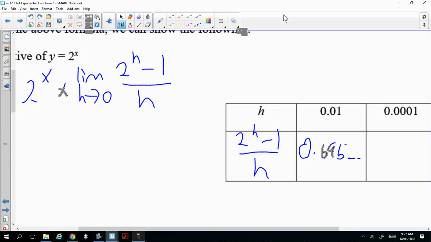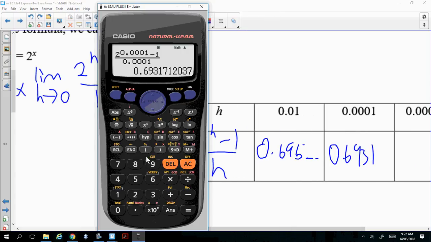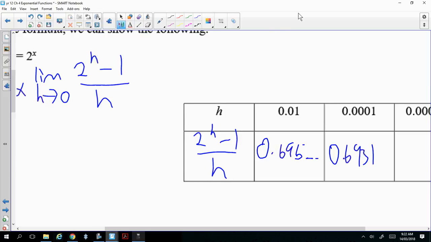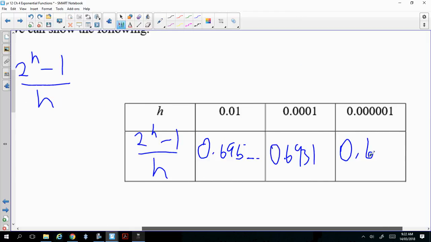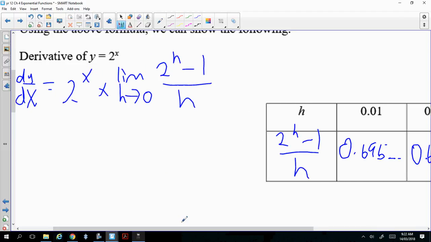And then how about the next one? Add 2 more zeros. You still get 0.69, but 3 something. So we'll know it's getting stabilized. We'll know it's going to be about 0.69 something, right? So now we found the derivative of 2 to the power x as 2 to the power x times 0.69. Again, it's approximate because it's very long. We're not going to write everything.